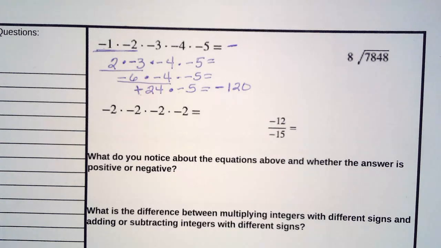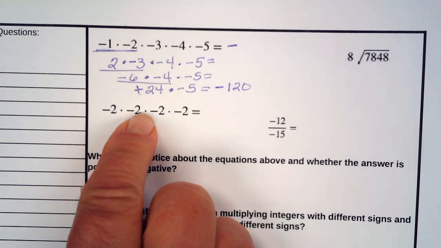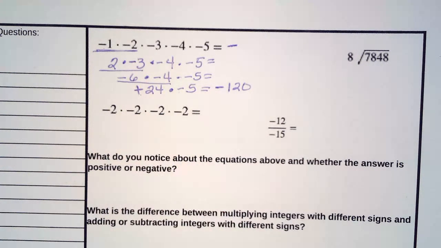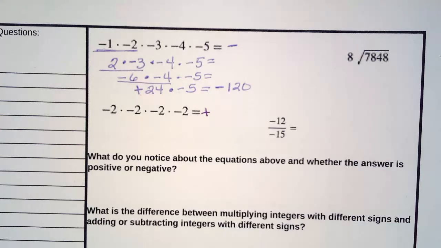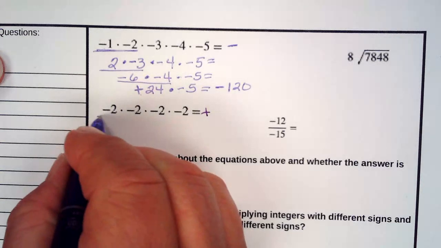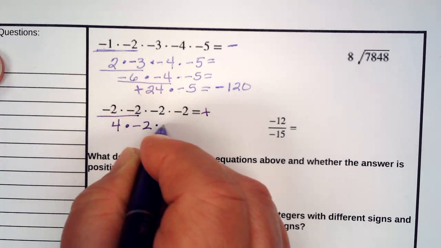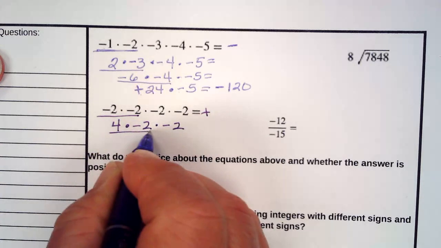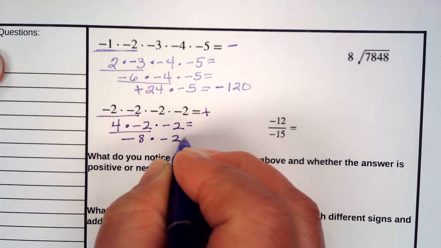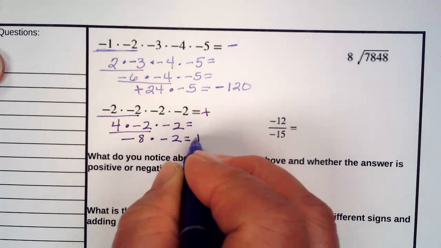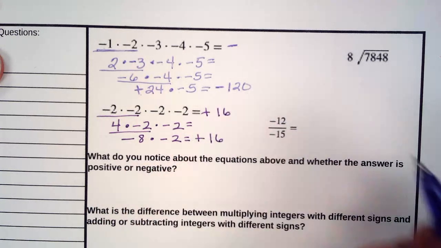Okay. Once again, negative times negative is a positive, times a negative is a negative, times a negative is a positive. So I know that this is going to end up as a positive. So, negative 2 times negative 2 is positive 4, times negative 2 times negative 2. 4 times negative 2 is negative 8, times negative 2. Negative times negative is a positive. 8 times 2 is 16. So this is a positive 16.